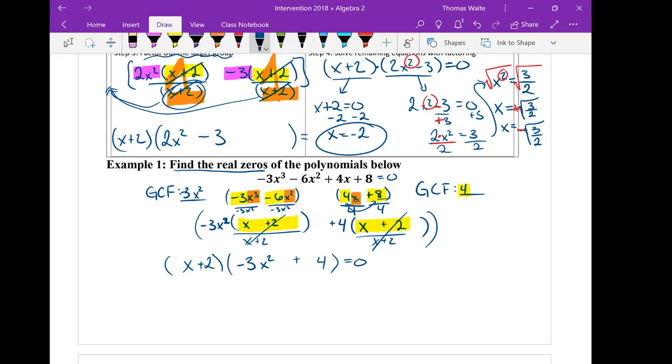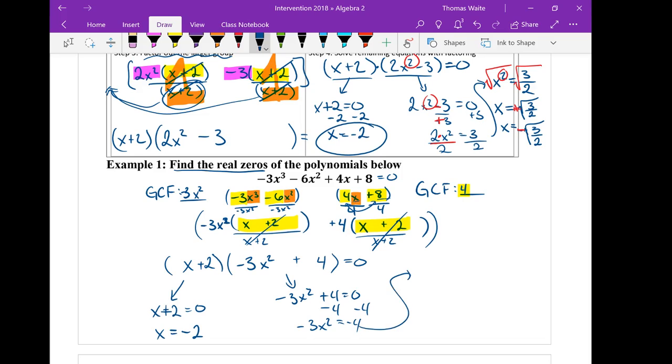Now we're just solving these equations. So again, either x is going to be equal to 2, or x plus 2 equals 0, or -3x squared plus 4 equals 0. So x is going to be -2 in this case. On this side, this is a plus 4. I'm going to subtract 4. Subtract 4, -3x squared equals -4.